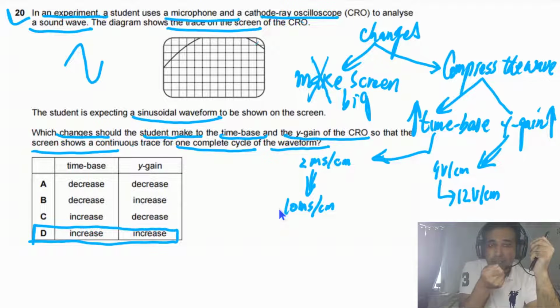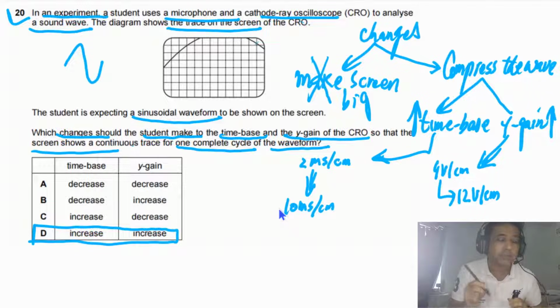So if we cannot see the wave on the CRO, what we used to do is simply increase the time base and also increase the y gain. Then we can see the wave. Beautiful question, just testing your practical skills.